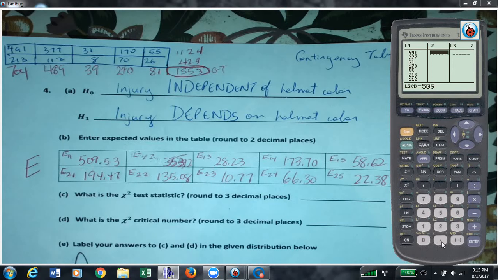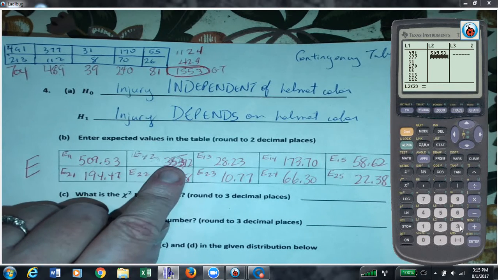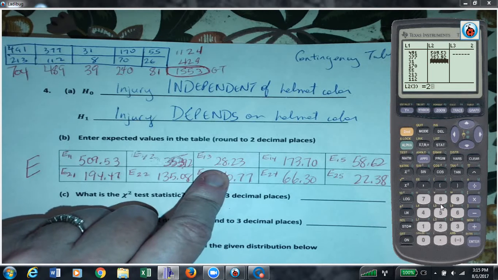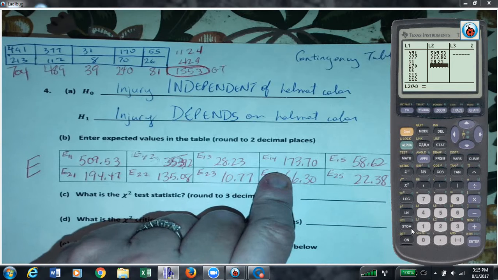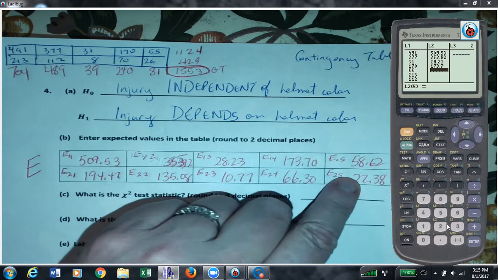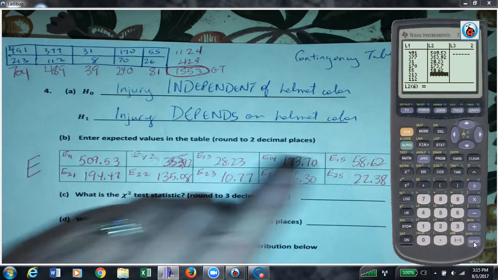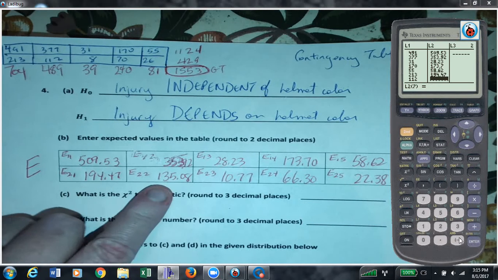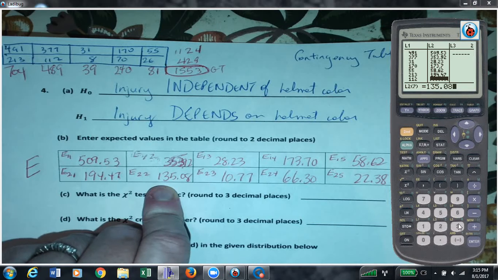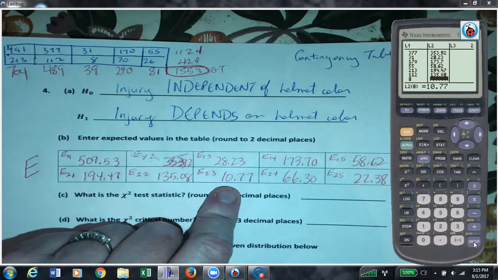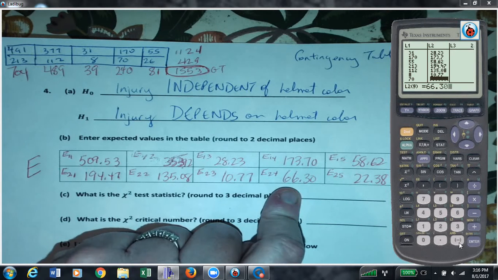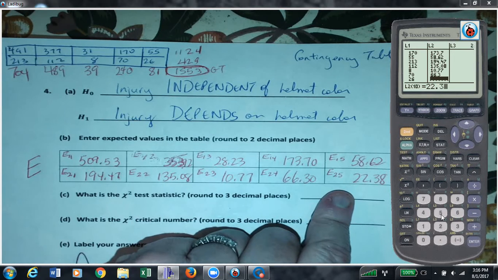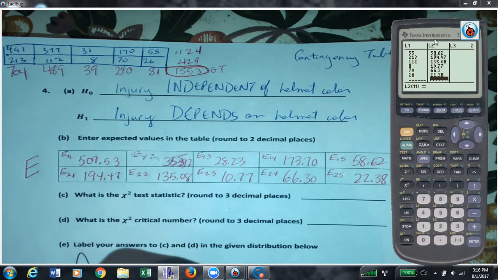So 509.53, then 353.92, then 28.23, then 173.70, then 58.62, then 194.47, 135.08, 10.77, 66.30, and 22.38. Okay, list 1 are my observed values. List 2 are my expected values.